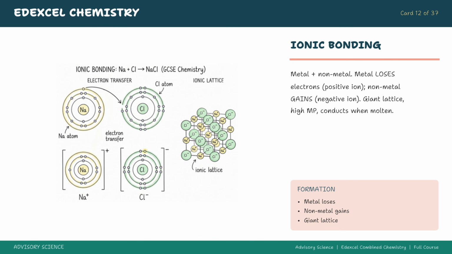Ionic bonding. Ionic bonds form between a metal and a non-metal. The metal loses electrons to become a positive ion, and the non-metal gains those electrons to become a negative ion. The two oppositely charged ions then attract in a giant ionic lattice. Ionic compounds have high melting points, and they only conduct electricity when they're molten or dissolved in water. Molten is when you melt them, because that is when the ions are free to move.